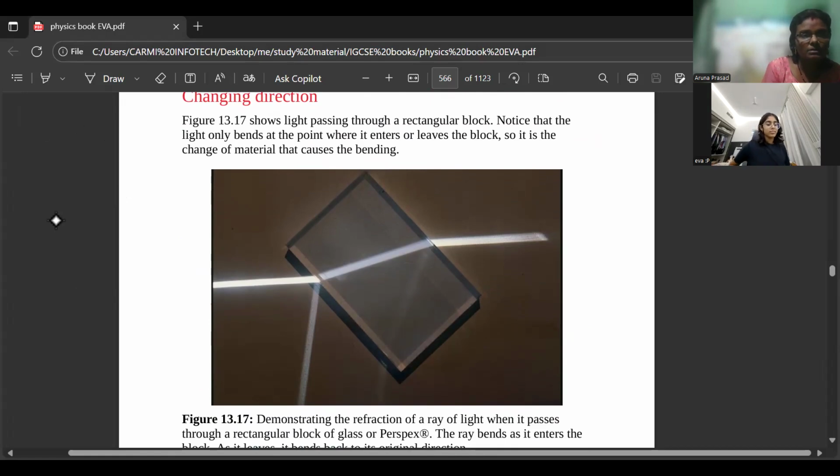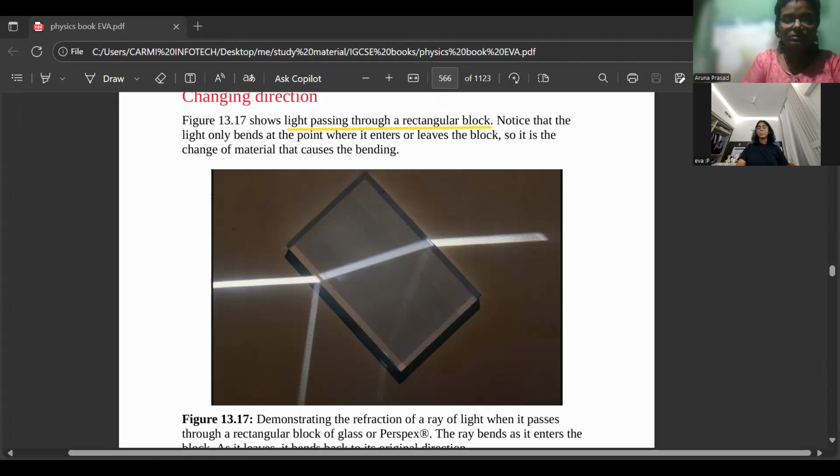Write the topic: light passing through a rectangular block. I will show you another picture in place of myself doing the work here. I will prefer to give you a proper image. Till then, write this topic.